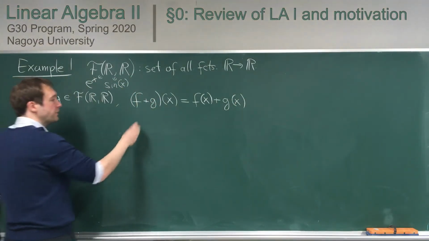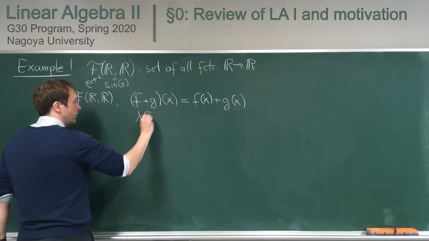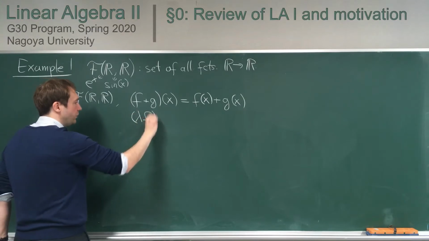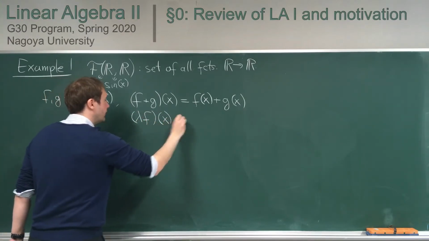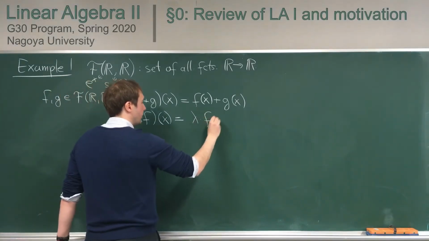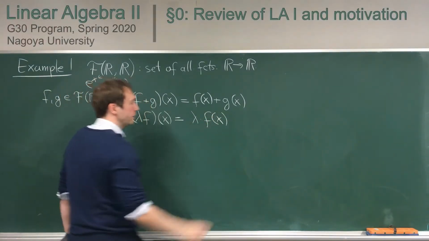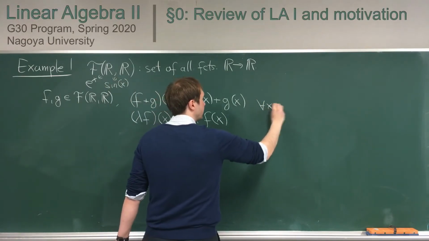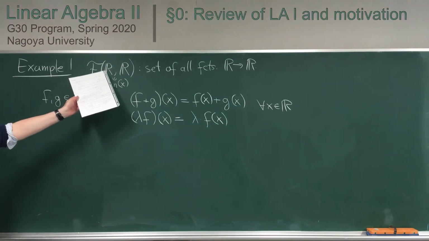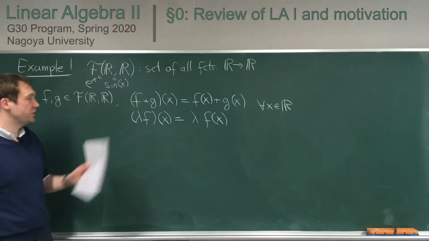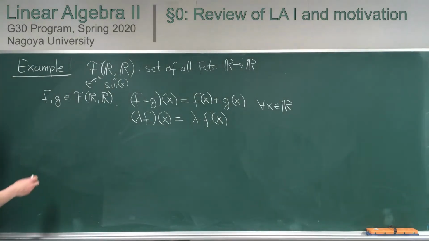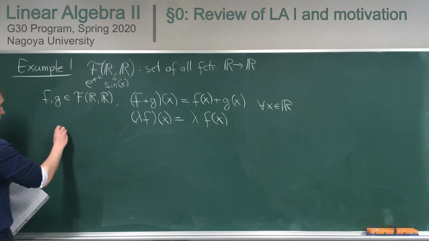And also we have scalar multiplication. Namely, what I mean by lambda f, this new function evaluated at x, just means I multiply the number lambda with the value of f at x. And this is for all x in R. So in this set of all functions from R to R, we also have addition and scalar multiplication. And now we want to consider a subset, which I will denote by U.